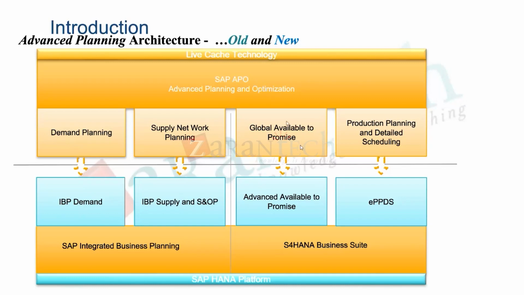GATP is probably not so much a planning thing. It would look at the actual sales orders part. But the production planning and detailed scheduling, even if it looks at a very small set like 2 weeks, 3 weeks, or 2 months, depending upon your client, it still has to look at up to second level data. So there are a lot of data pointers that all these modules will have to process. And for that, SAP came up with APO.